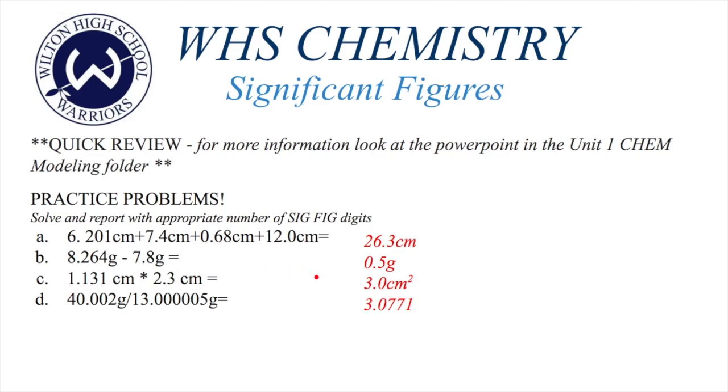C, our answer is 3.0 centimeters squared because with multiplication we report to the least amount of sig figs, and we have 4 sig figs here, and then we have 2 sig figs here, so our least amount would be 2, so that's what we reported our answer with. And then D, we report with the least amount of sig figs again for division, and our least amount in the problem is 5, so then we report our answer with 5.